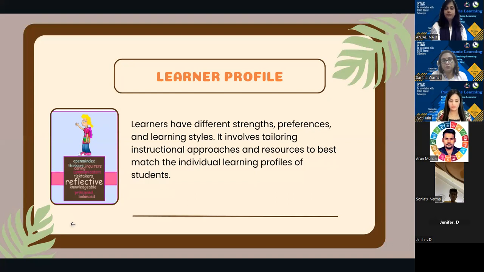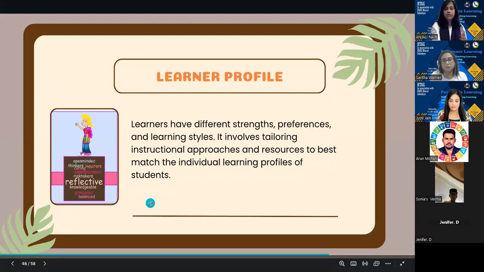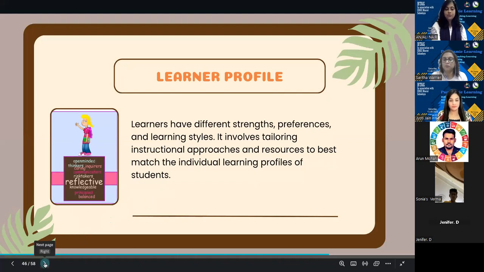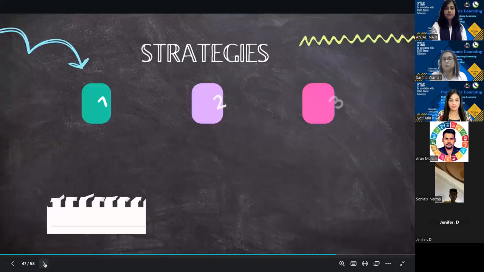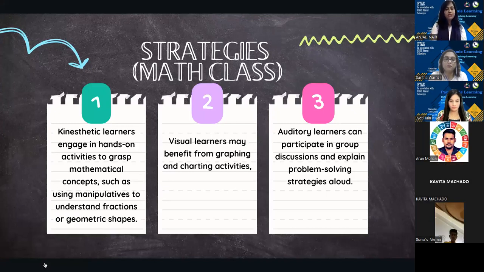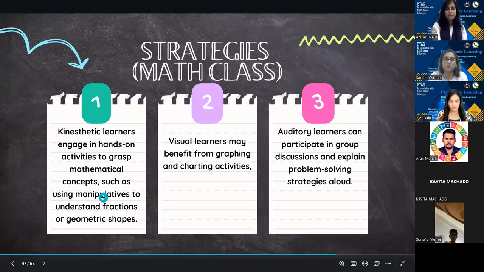Then the learner profile. As we know, there are learners with different strengths and preferences. So you have to tailor your instruction as per the learner profile of your students, the strengths and weaknesses of your students. So we have kinesthetic learners in the class, so plan some hands-on activities for them. Visual learners, you can have graphing, charting activities for them. Auditory learners, you can involve them in group discussions and problem-solving strategies aloud.